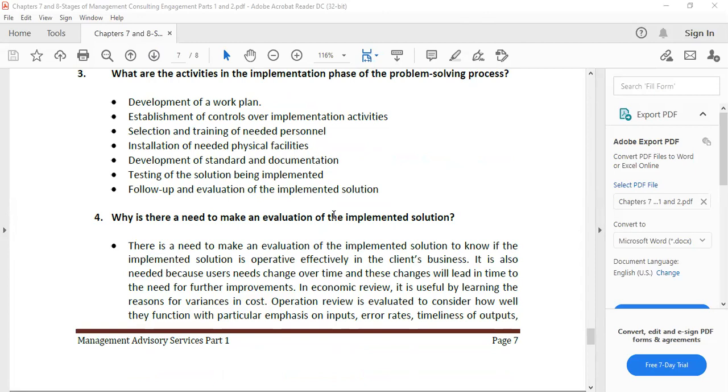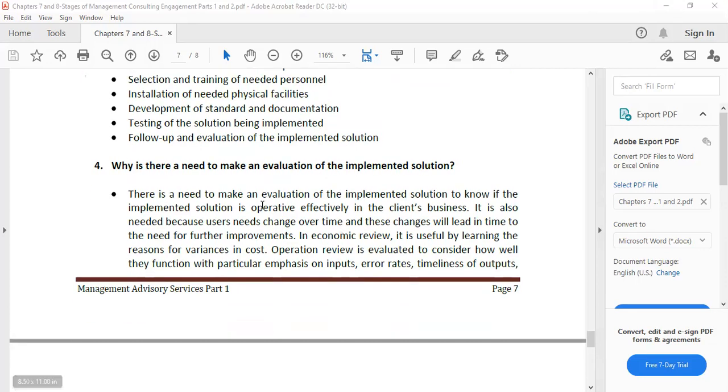So it's possible that the users' or the client's needs would change over time, and therefore we also have to adapt the solution that we have made and further improve it. The feedback that we get is actually called variance if we're talking about cost, whether favorable or unfavorable, right? If favorable, we have to maintain that. If unfavorable, we have to change or improve or develop.